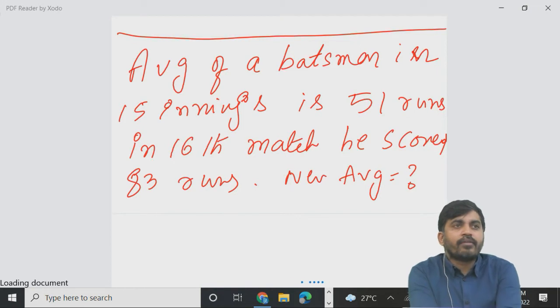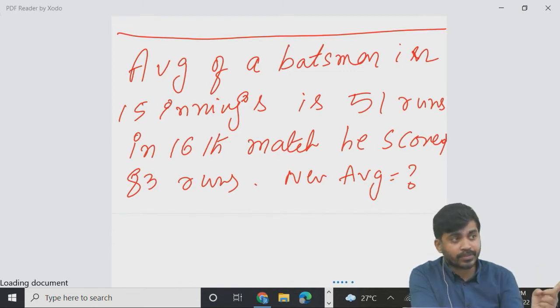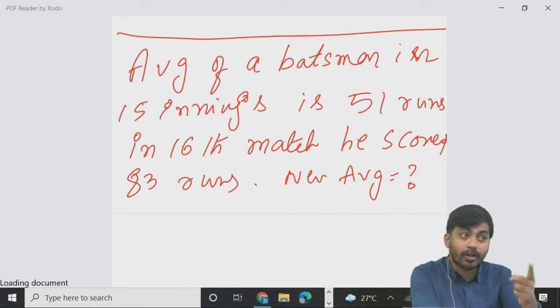See, whatever is added to our group, whatever extra value is added to our group, that should be divided equally for all the members, all the numbers, all the innings.